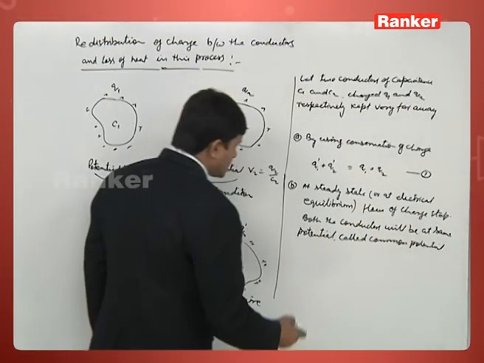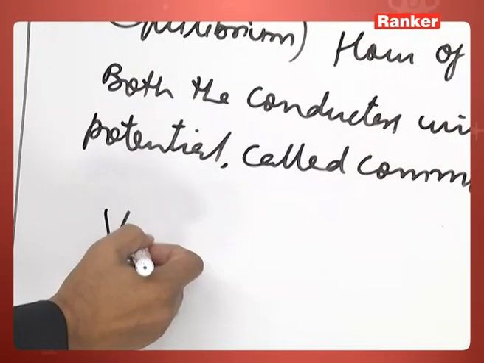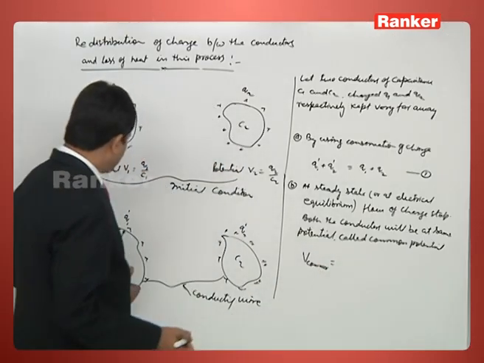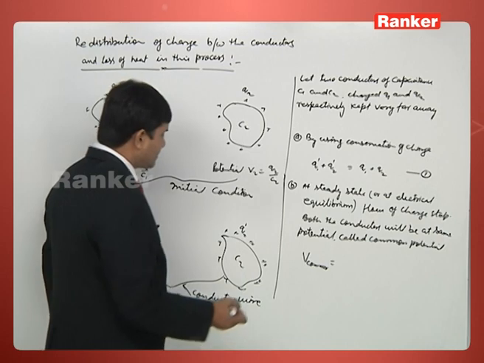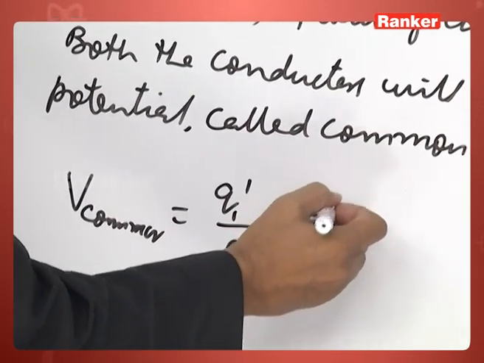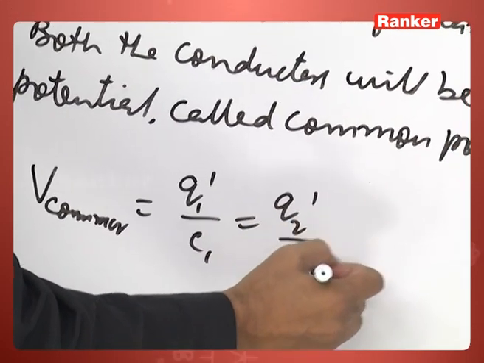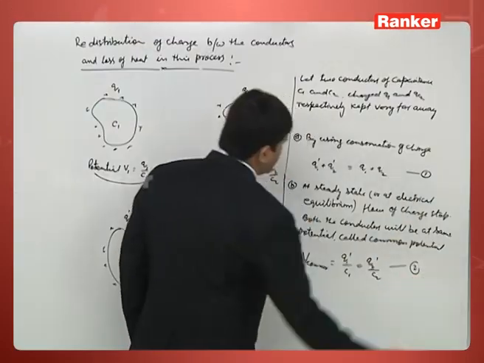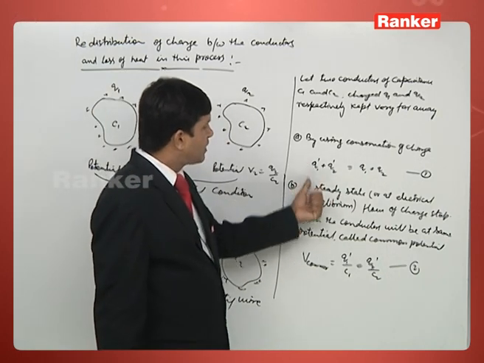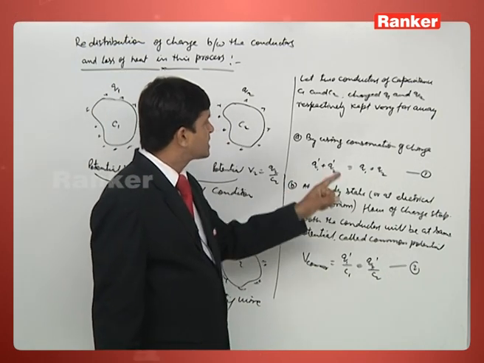Okay. So V common, we can say Q1 dash by C1 is equal to Q2 dash by C2. This is your second equation. Now we are having two equations, 1 and 2, and two unknowns, Q1 dash, Q2 dash.